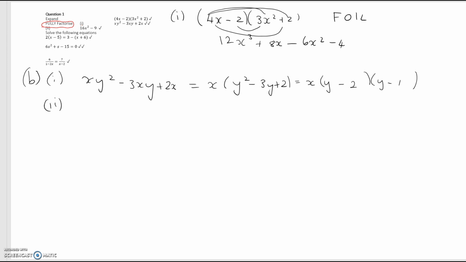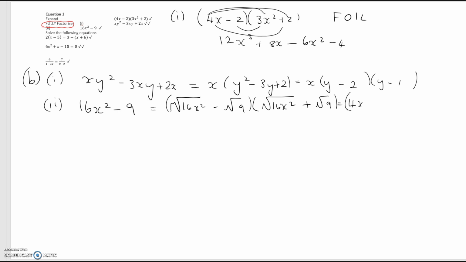Part 2, look at it. It's the difference of two squares, 16x squared minus 9. It's a square minus a square. So you need to think about it as the square root of 16x squared minus the square root of 9 times the square root of 16x squared plus the square root of 9. So that's 4x minus 3, 4x plus 3.